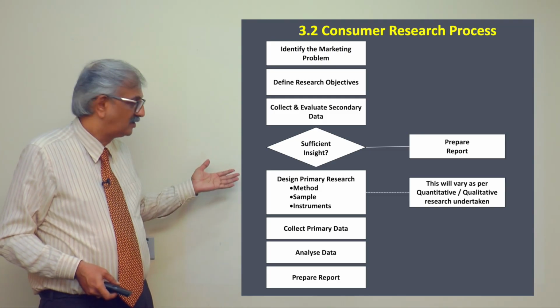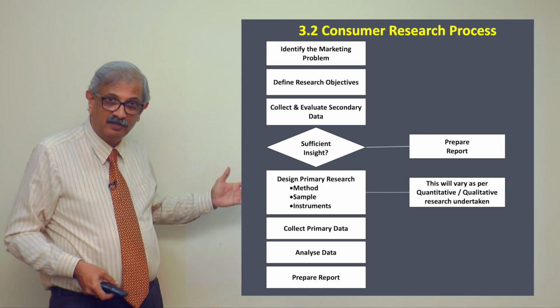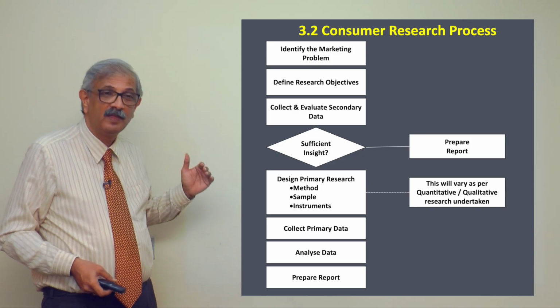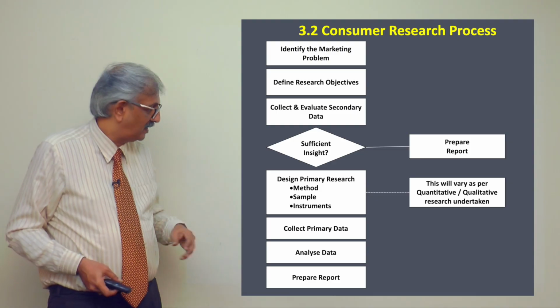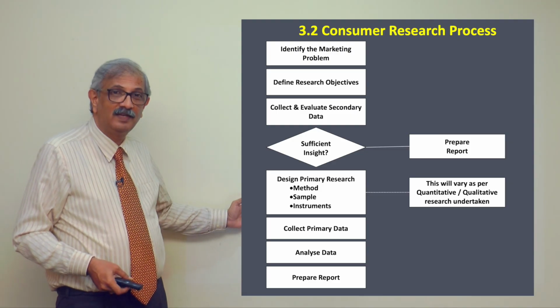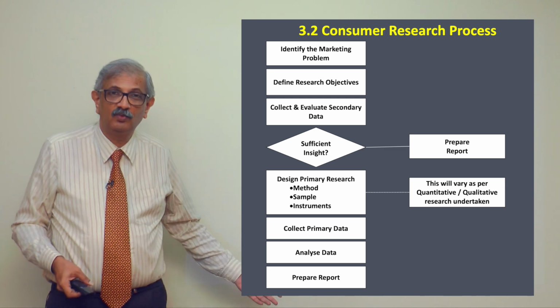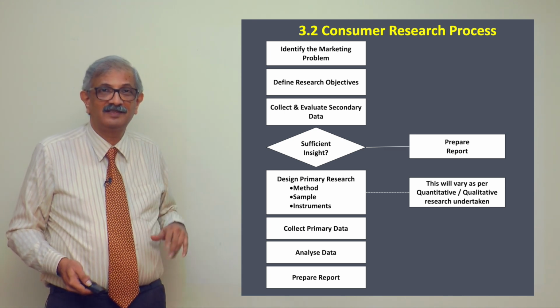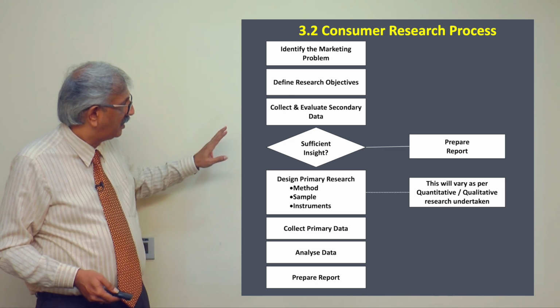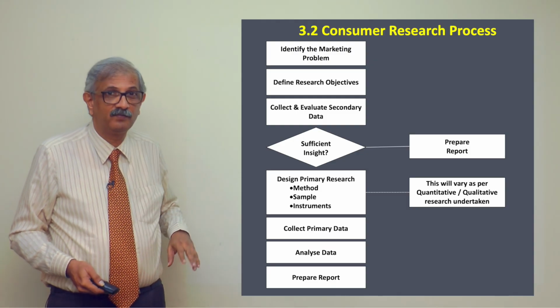So primary research requires you to develop your methods. The sample needs to be fixed. Then the instrument, that's how you will collect the data. Then the actual data collection takes place, then the analysis and the presentation of the findings through a report. So this is a 7-step process that one needs to understand.